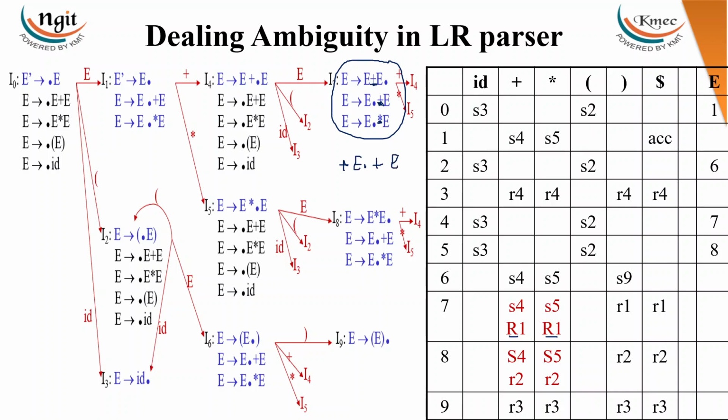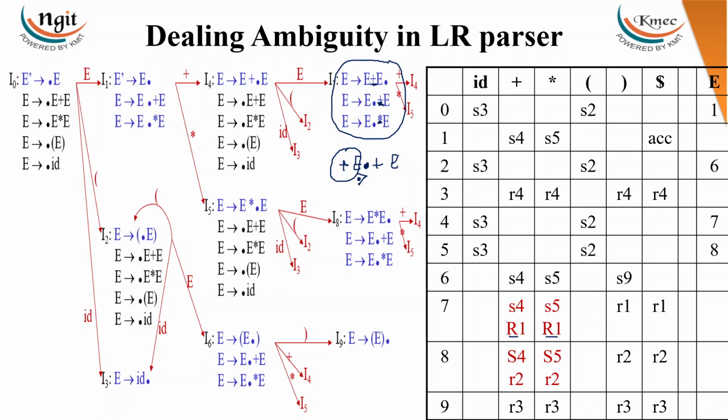So we are having it like this: E plus E dot plus E. I'm just combining these two productions. So we have a plus before the dot, and we have a plus after the dot. If you want to give higher precedence to the left plus, meaning the plus before the dot, then what we can do is keep the reduce and remove the shift, because I want to give higher precedence to the left plus, left associativity, like that.